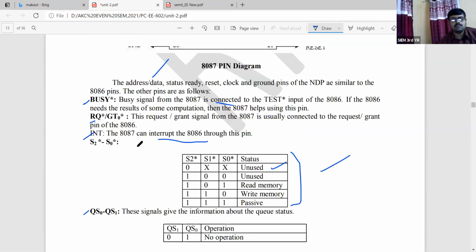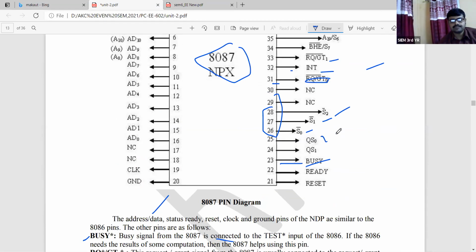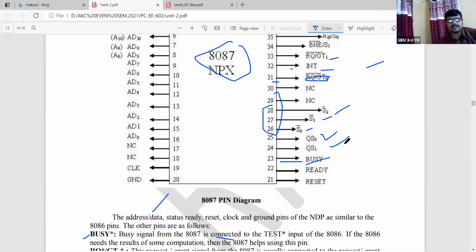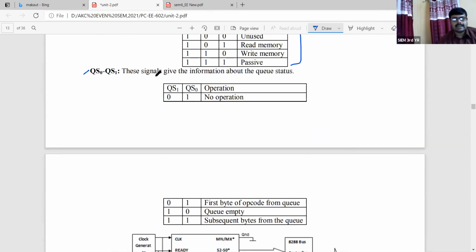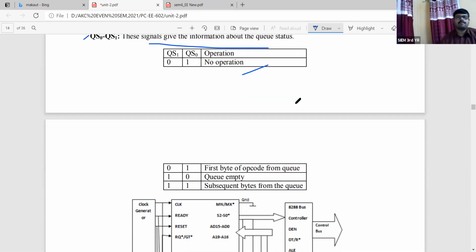Next, QS0 and QS1. QS0 and QS1 are pin number 24 and 25. So pin 24 is for QS1 and pin 25 is for QS0. These signals give the information about the queue operation. If QS1 equals 0 and QS0 equals 0, we find the no operation state.